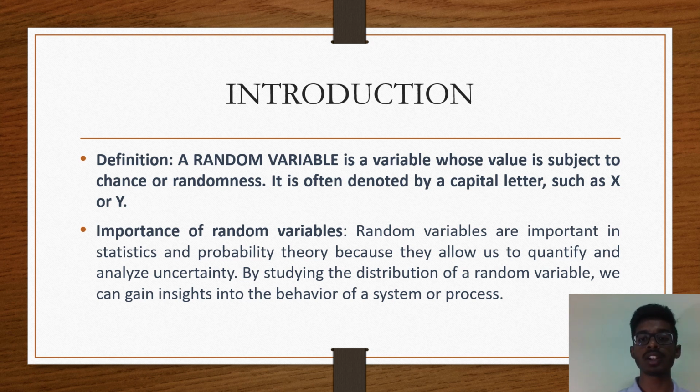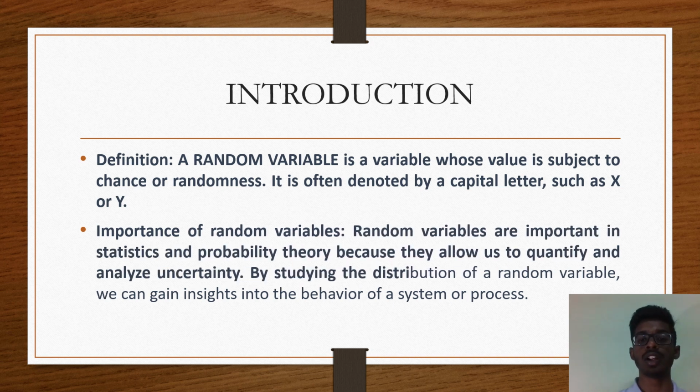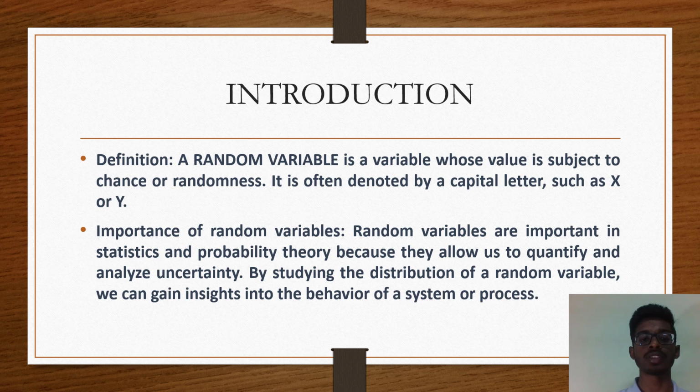Random variables are important in statistics and probability theory because they allow us to quantify and analyze uncertainty. By studying the distribution of a random variable, one can gain insights into the behavior of a system or process. It means the random variable describes the behavior of a system or a process. For example, if you throw a pair of dice, there may be certain outcomes, but one may not guess correctly that this is the exact outcome. But using the random variable, one may describe the behavior of the process like this.